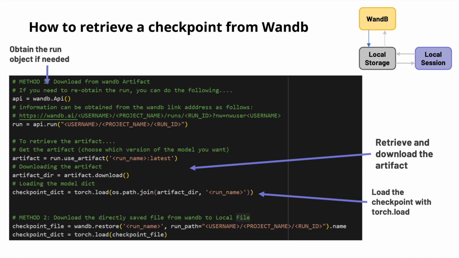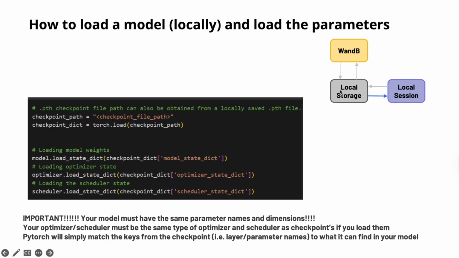Alternatively, if you saved your file using wandb.save instead of creating an artifact, then use method 2, which is a bit simpler. Just call wandb.restore with the run path, then use torch.load to load it. In both cases, the goal is to get the checkpoint file locally so we can load it back into the model later.